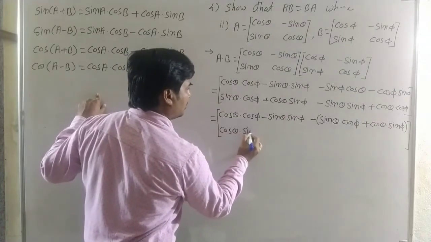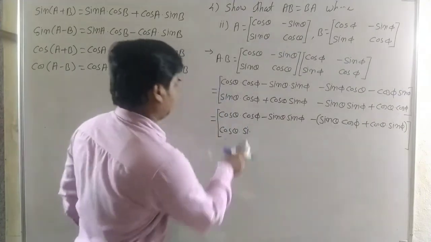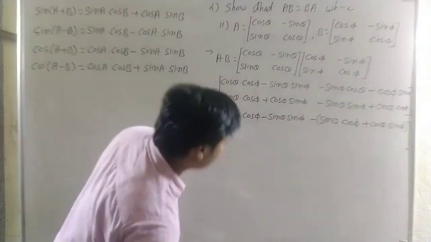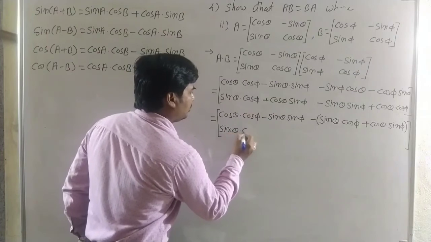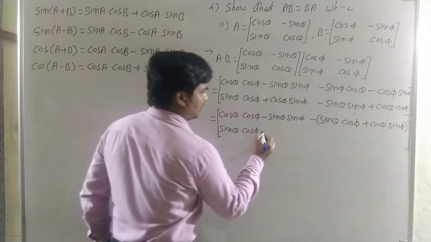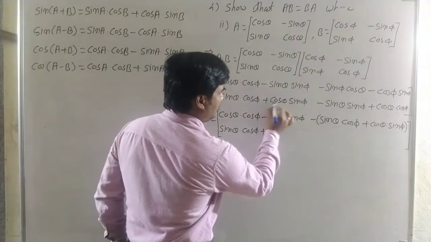Cos theta, sin theta cos phi. Here sin theta cos phi, sin theta into cos phi minus it is a plus cos theta sin phi.